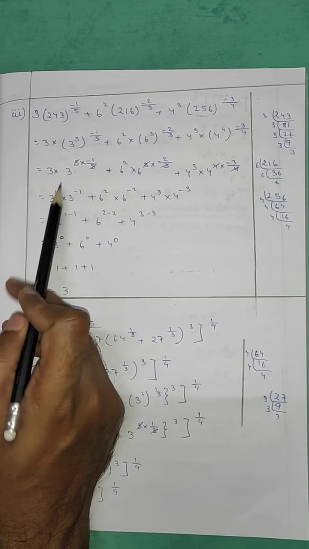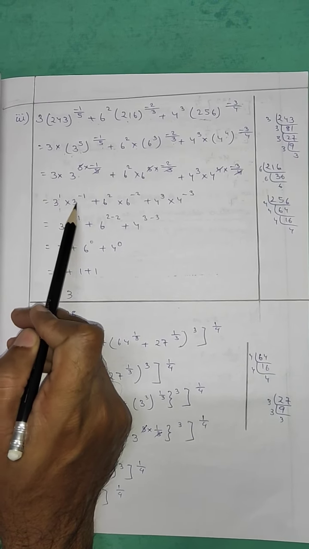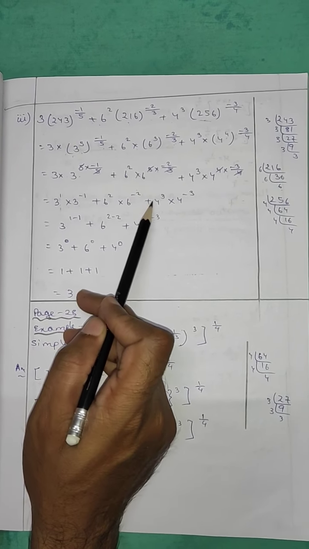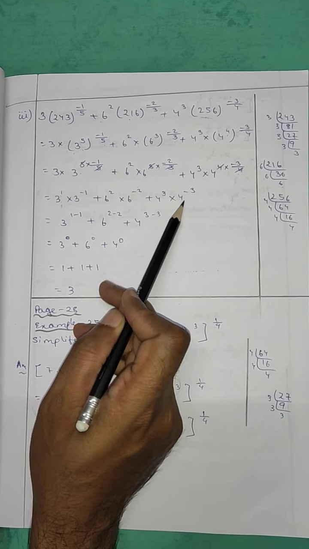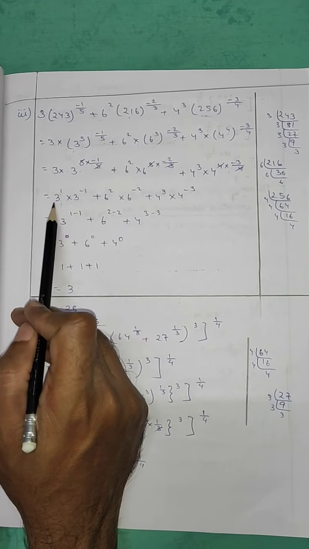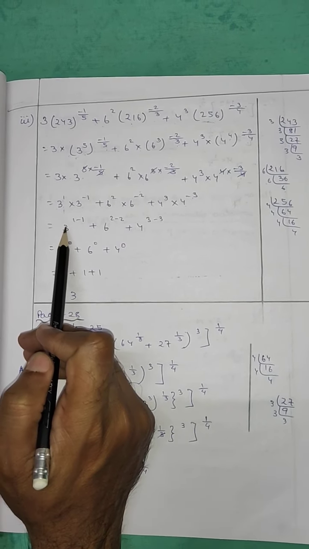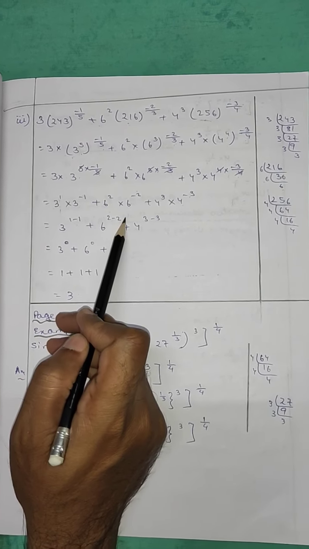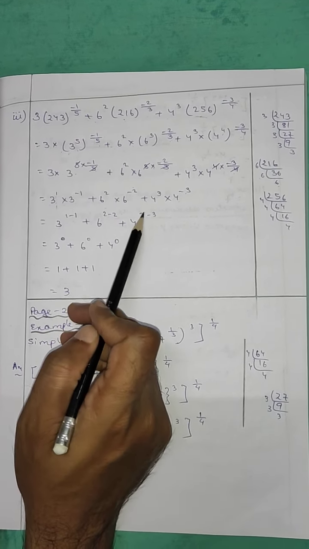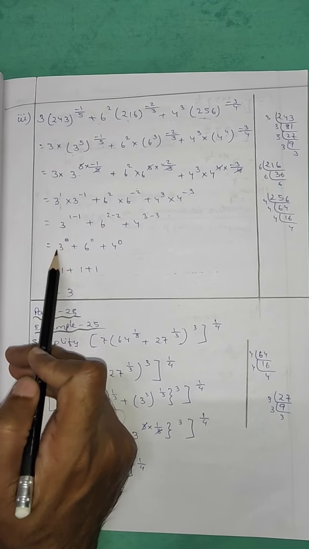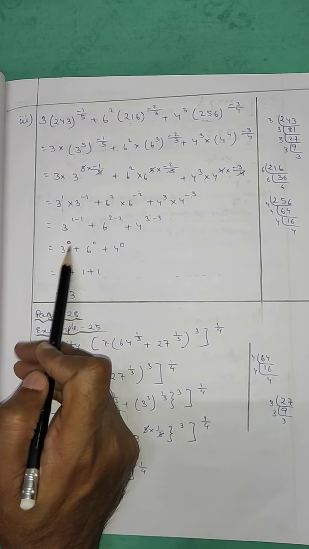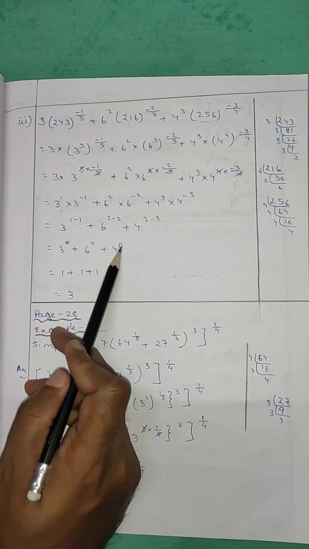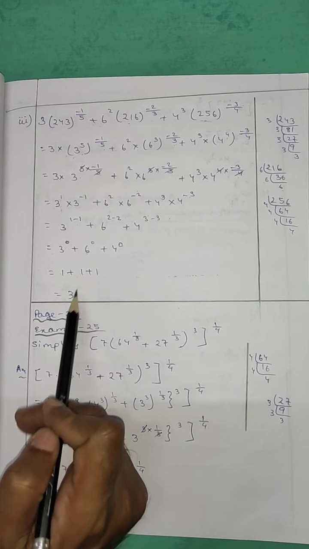4 cut. Remaining 3 to the power 1, no power means 1 is there, into 3 to the power minus 1 plus 6 square into 6 to the power minus 2 plus 4 cube into 4 to the power minus 3. Same base, sign into power plus. So 3 to the power 1 minus 1 plus 6 to the power 2 minus 2 plus 4 to the power 3 minus 3. 3 to the power 0, since 1 minus 1 is 0, 6 to the power 0 plus 4 to the power 0. Any number to the power 0 makes 1. 1 plus 1 plus 1 will give you 3.